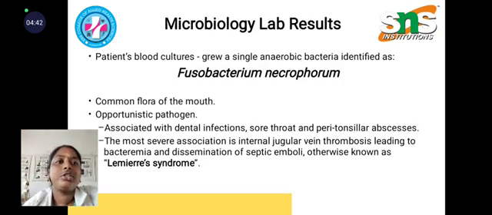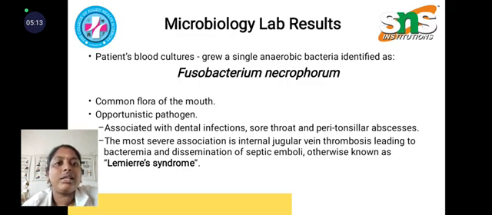Coming to the microbiology lab results, from the patient's blood culture a single anaerobic bacterial colony was identified, and that bacterium was identified as Fusobacterium necrophorum. It is a common flora of the mouth, so the mouth acts as its natural habitat. It doesn't do any harm normally, and it is an opportunistic pathogen.